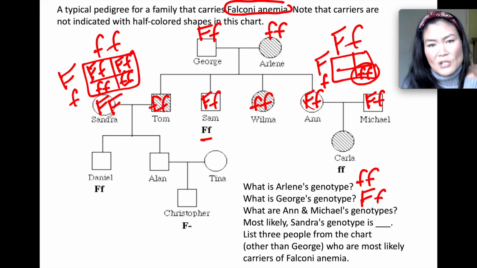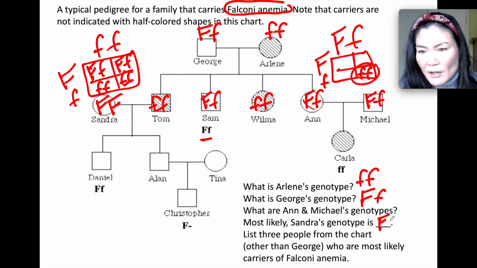Because if she was big F, little f, then they could have had a chance. It was a 50-50 chance of having a kid with the condition, Fanconi anemia. Nobody below them has the condition, or Alan, for example, has a kid who doesn't have the condition. It doesn't say what Christopher is. So most likely, Sandra is big F, big F.